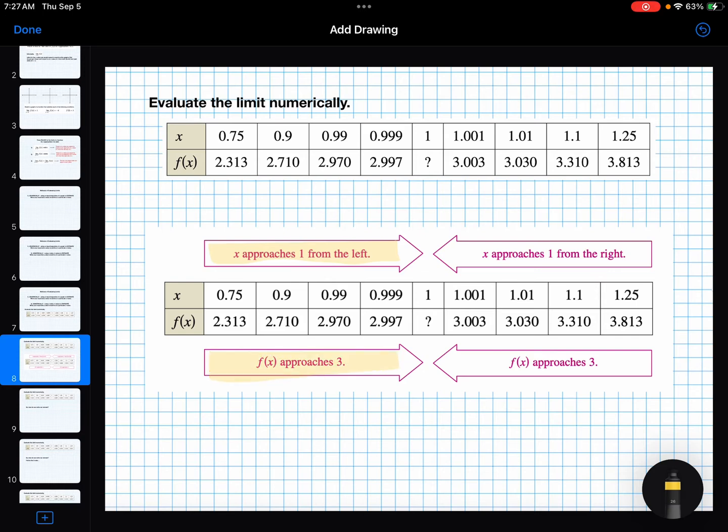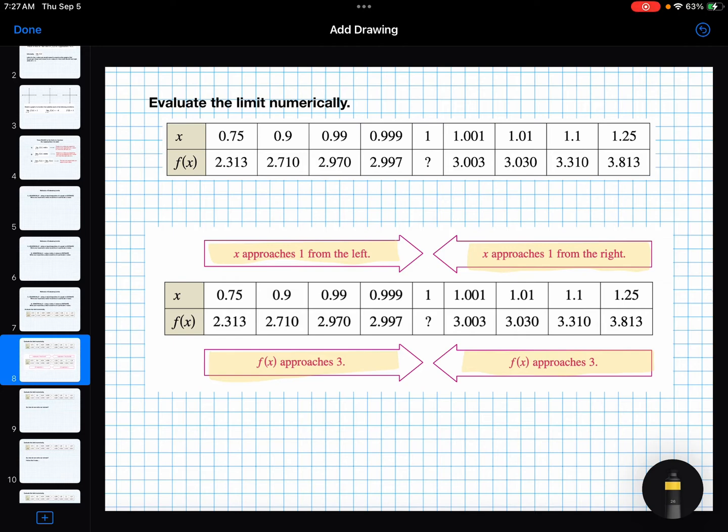So we would technically say, and this is our educated guess, that the one-sided limit, or the limit of f of x as x approaches 1 from the left, equals 3. It's a guess, but we're going to say it's equal to 3. We're making an educated guess. Then as x is approaching 1 from the right, the y values appear to also be approaching 3. So we would say the one-sided limit from the right also is equal to 3.